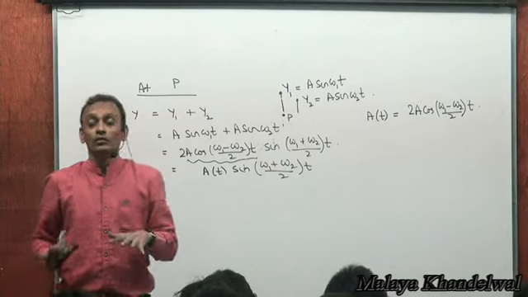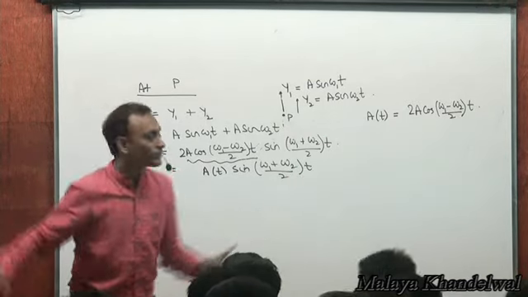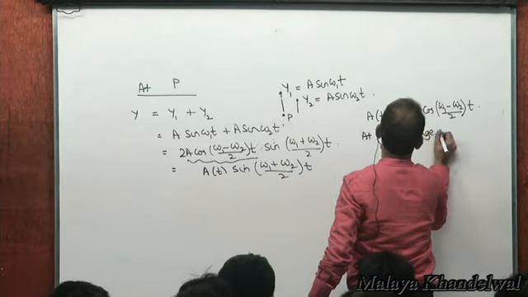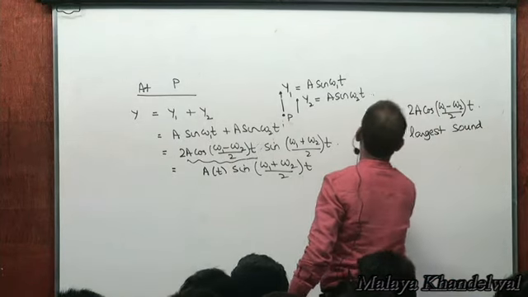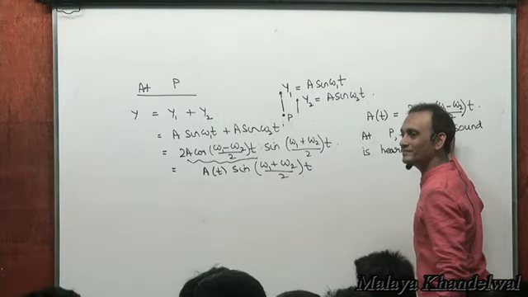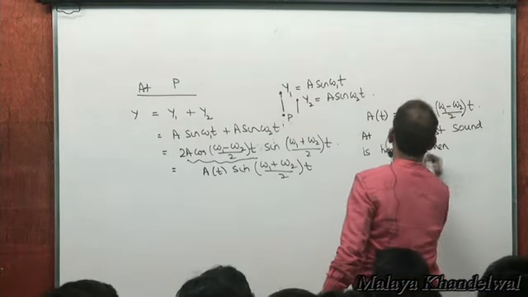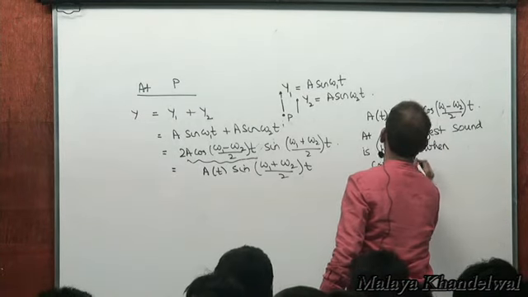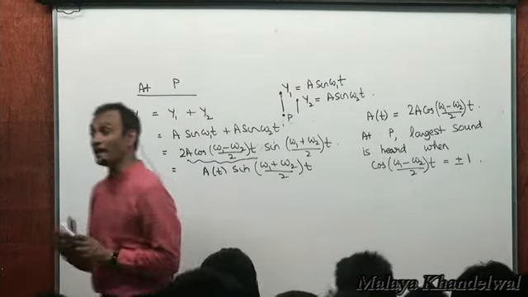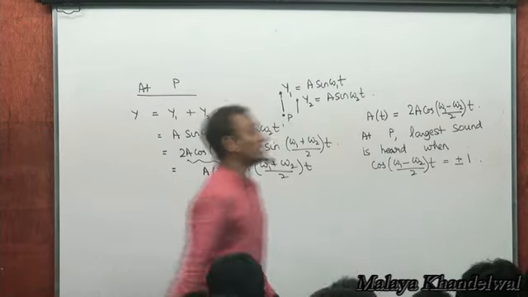Now, when do you hear a large sound? A large sound would be when amplitude is a maximum, right? At P, the largest sound is heard when cos of this is plus minus 1, because then the square of the amplitude would be maximum, right? When cos of (omega 1 minus omega 2) by 2 into t is plus minus 1, then at these instants of time you'll hear maximum sound at P, yes or no? Right?